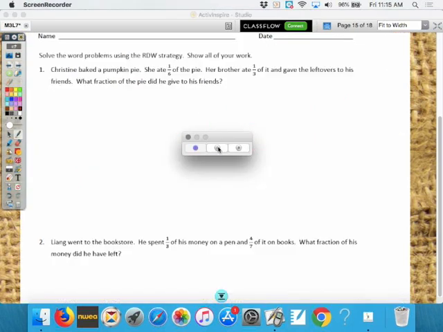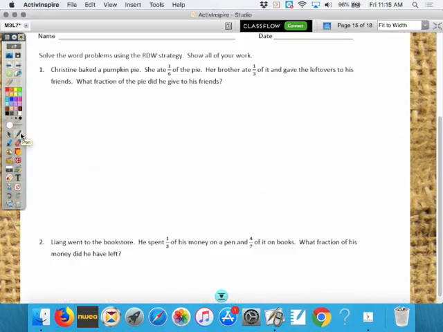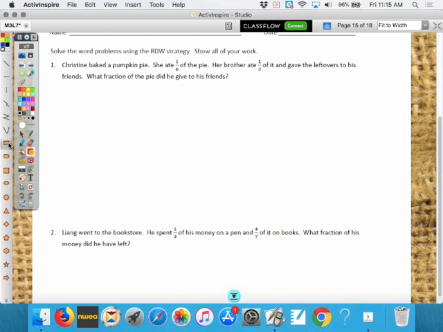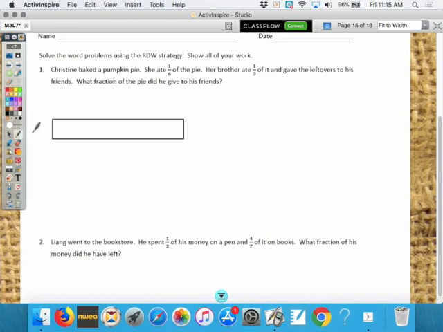A lot of numbers changed. So, okay, but our tape diagram is probably going to be similar, so let's see, okay? Christine baked a pumpkin pie. She ate 1/6 of the pie. Her brother ate 1/3 of it and gave the leftovers to his friends. What fraction of the pie did he give to his friends? So, tape diagram. The total is 1 pie.